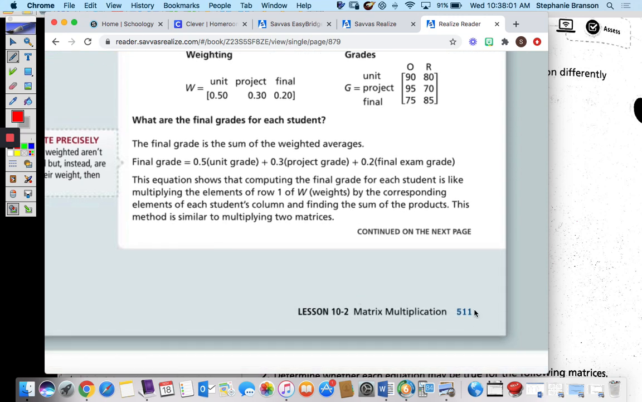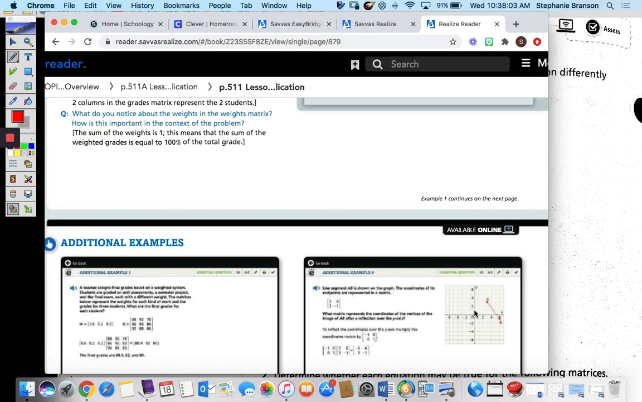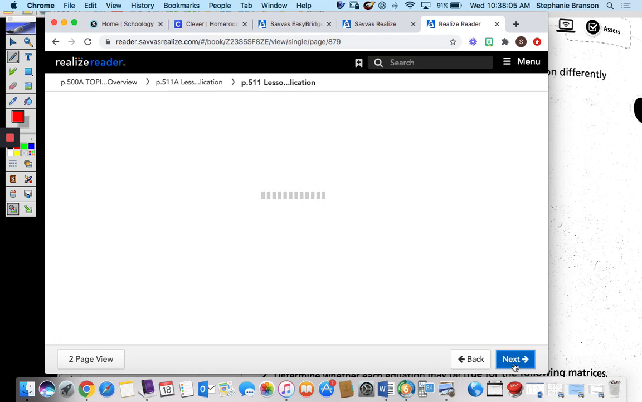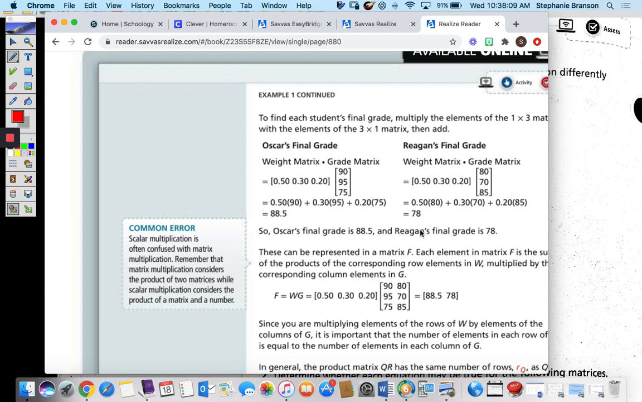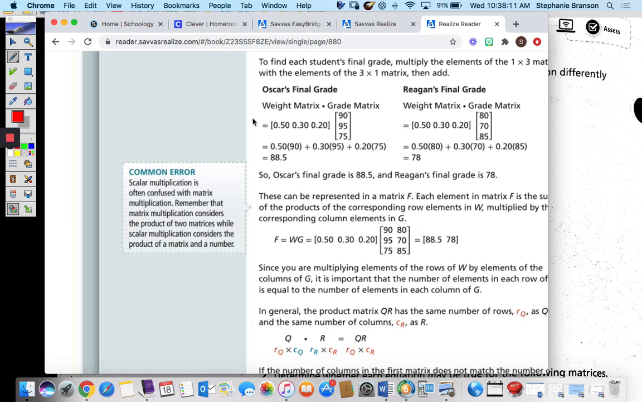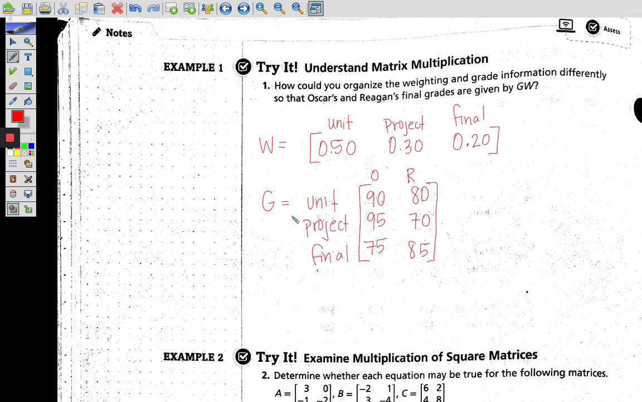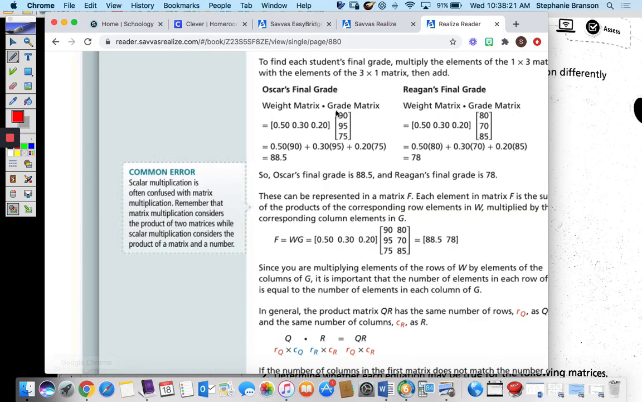And then they talked about the final grades for each student. So it goes on to tell you how they multiplied it all out. They took 50%, multiplied it by 90, 30%, multiplied it by 95, 20%, multiplied it by 75, added it all together to get their final average. They did the same thing for Reagan.